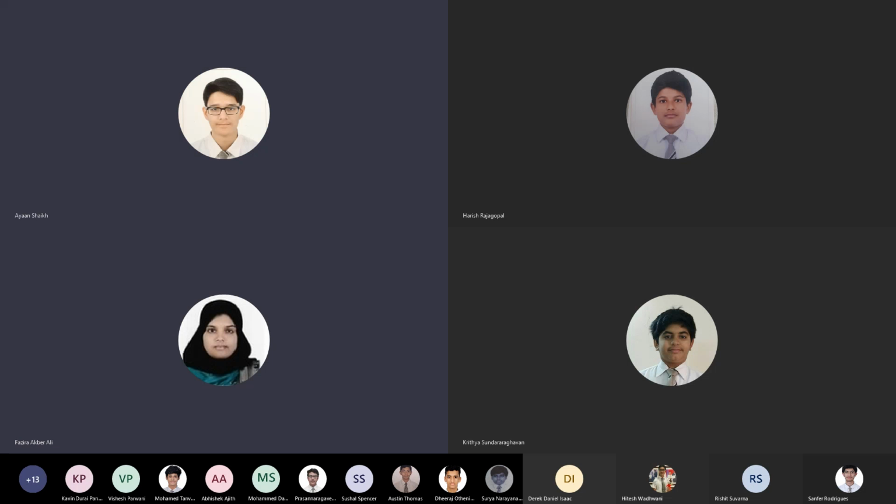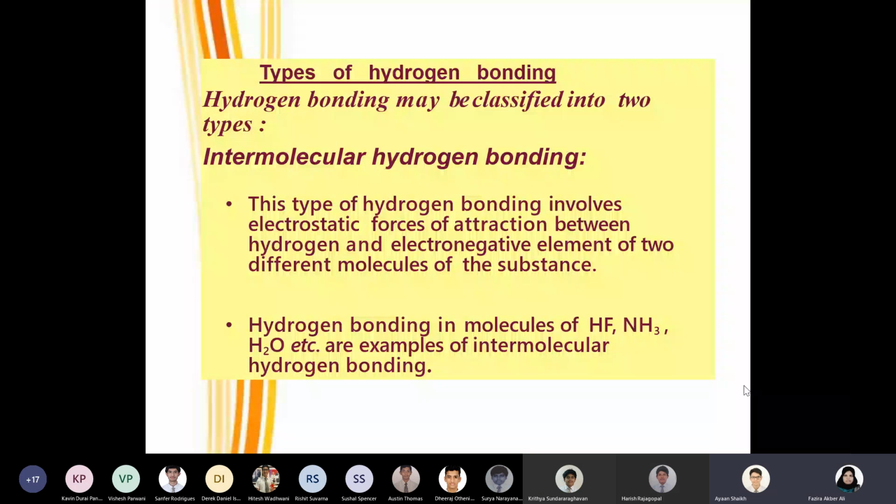What is hydrogen bonding? Hydrogen bonding is an intermolecular force of attraction, where hydrogen, which is already covalently bonded with electronegative elements, which are fluorine, oxygen, and nitrogen, again has a type of interaction with the other electronegative element, fluorine, oxygen, or nitrogen of a neighboring molecule. That is what hydrogen bonding is.